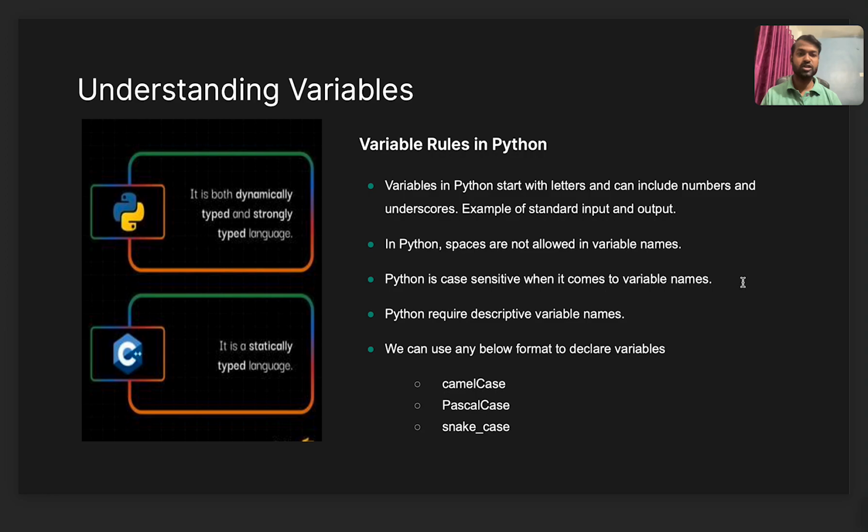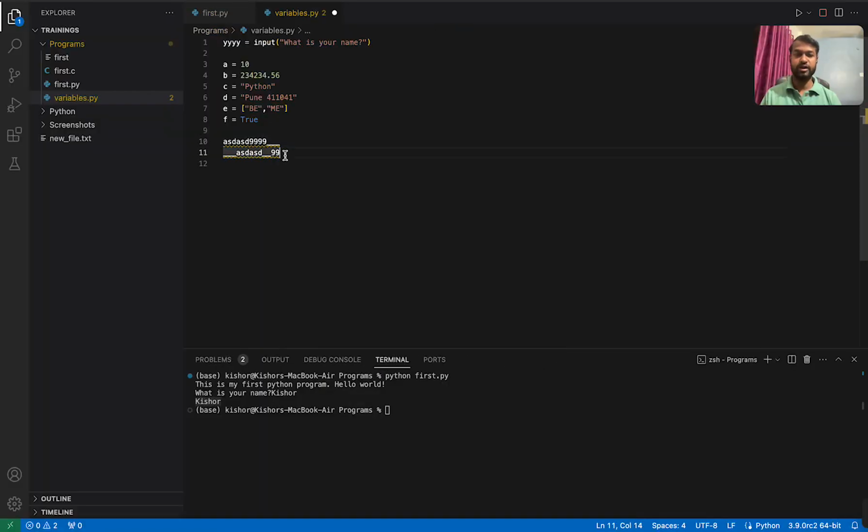Third, Python is case sensitive when it comes to variable names. So I have created one variable name, that is first name. The same variable I can create here, but here I have used n as a capital. These are two different variables because in Python variables are case sensitive. first name is a different variable, and first capital N is a different variable.